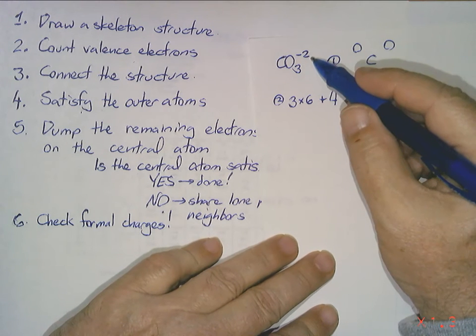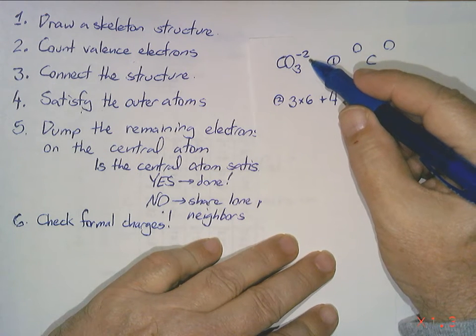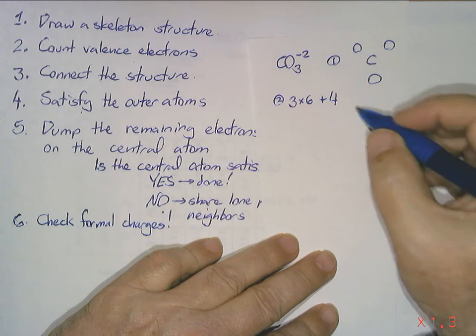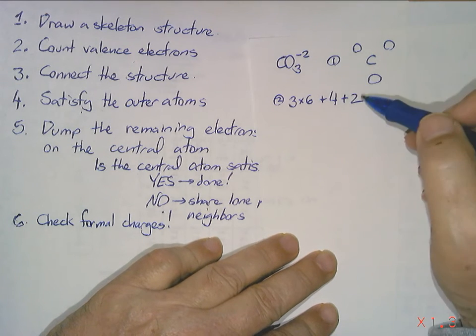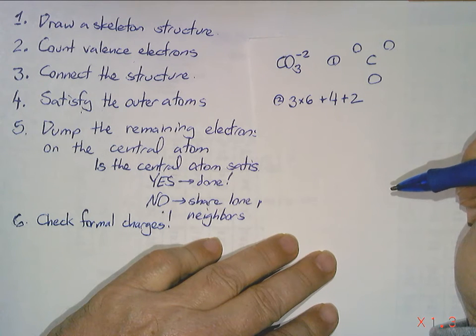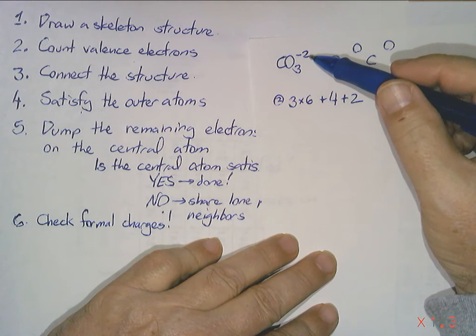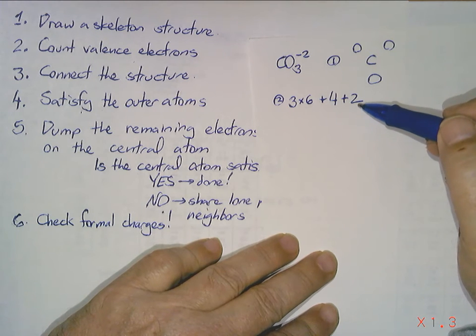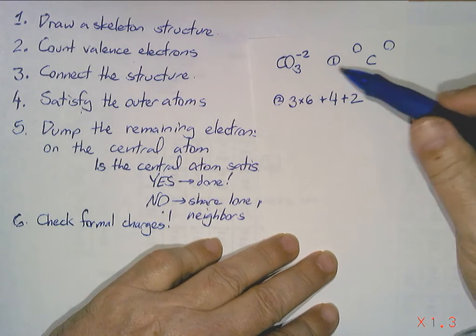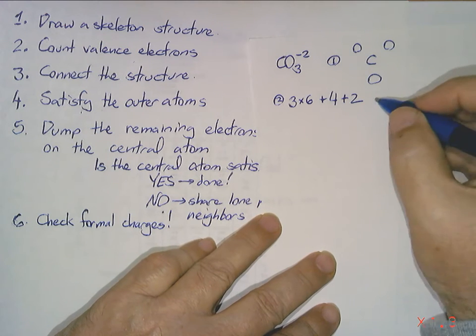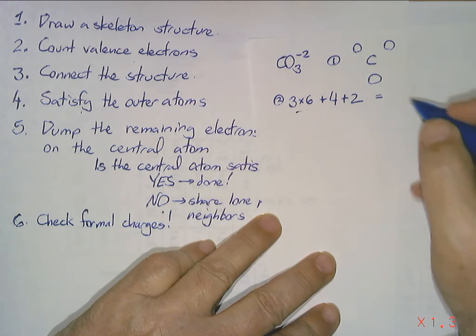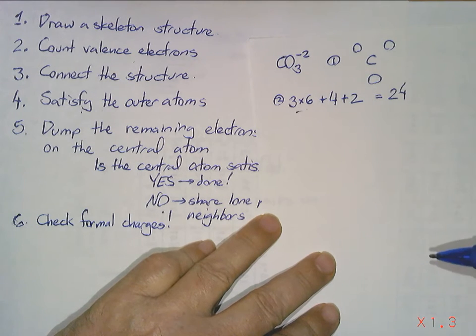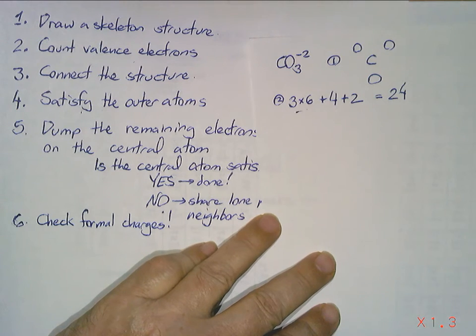But I've got to remember that if I have a charge on here, I have to adjust the number of electrons. If this is -2, it means I have 2 more electrons to work with than I would have had otherwise. Now, if that were a +2, it would mean I'd have to take away 2 electrons. So be very careful with things that have charges on them. They are going to affect your step 2. You have to adjust your count of electrons for the charge that they give you. So what's it going to be? 18 and 4 is 22 and 2 is 24, right? That's how many electrons I've got to deal with.